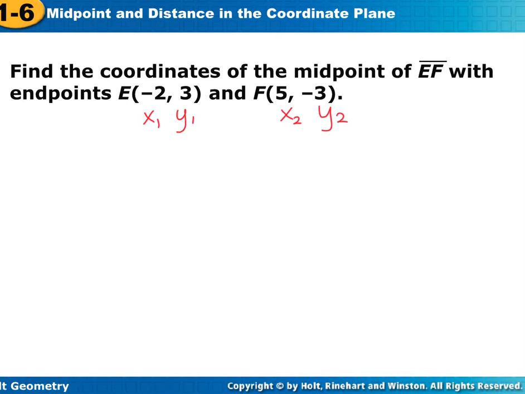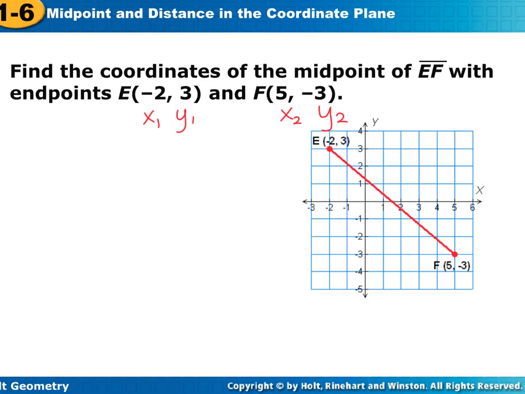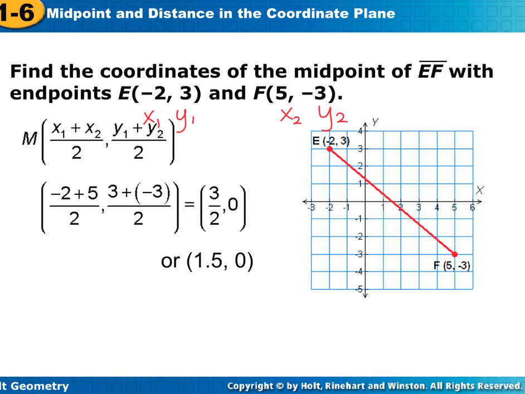Okay, answers on that? I think it was 1.5, 0. You're adding the x's. You're adding -2 and 5, and then dividing by 2. That's 1.5. Okay, and when you add 3 and -3, that's 0. Divided by 2 is still 0.